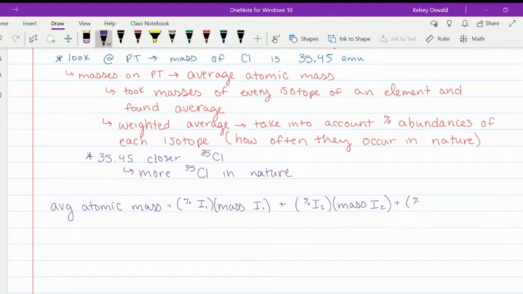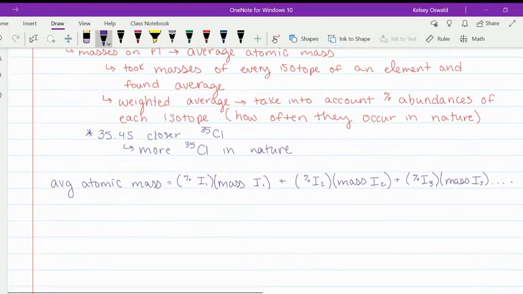And then if we had a third, we would keep following the same pattern. So we're taking how much of that isotope occurs in nature. How much weight are we giving to it? Again, think about your grade. And then we're multiplying it by how many points or how much mass the isotope contributes. And we are going to keep doing that for each isotope that we have.